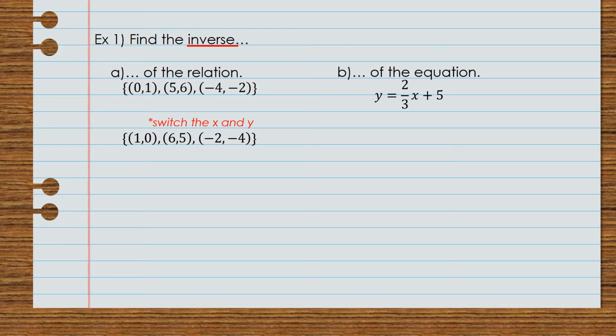Part B wants us to find the inverse of the equation, and this time the equation is y equals 2/3 x plus 5. Again, the direction says find the inverse. The inverse simply means to switch the x and the y. Well, in the equation, the y gets replaced with an x, and the x gets replaced with a y. So your new equation is x equals 2/3 y plus 5.